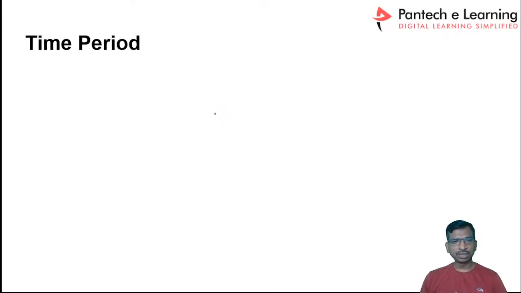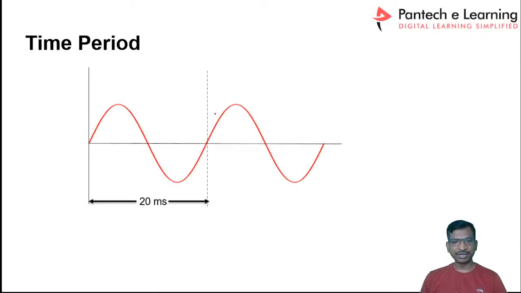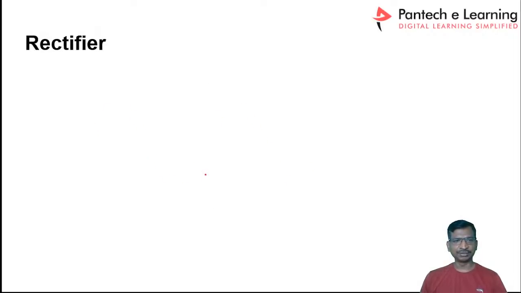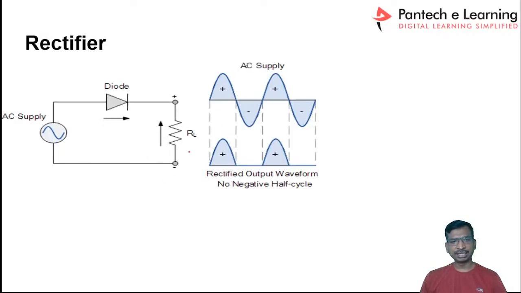So now let's move to the calculations. We have already calculated: 20 milliseconds corresponds to 360 degrees, so 1 degree is 5.55 e power minus 5. Now let's move to the example. This is the AC rectifier.